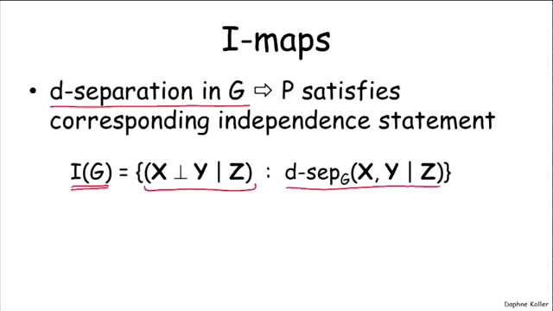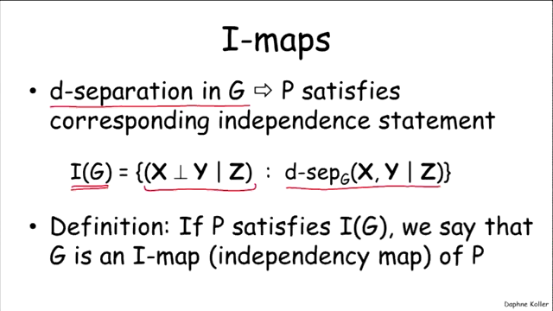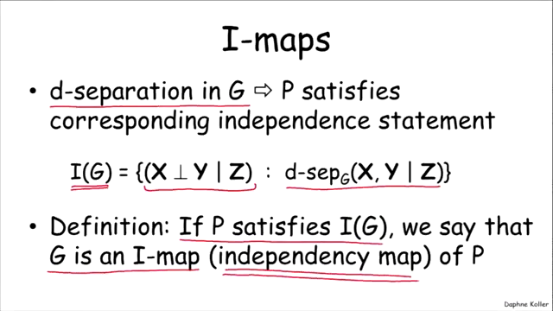And those are the ones that the graph implies hold for distribution P, as we just showed in the previous theorem. So now we can give this a name. We're going to say that if P satisfies all of the independencies in G, then G is an IMAP of P. And IMAP stands for independency map. And the reason it's an independency map is that by looking at G, it's a map of independencies that hold in P. That is, it maps independencies that we know to be true.